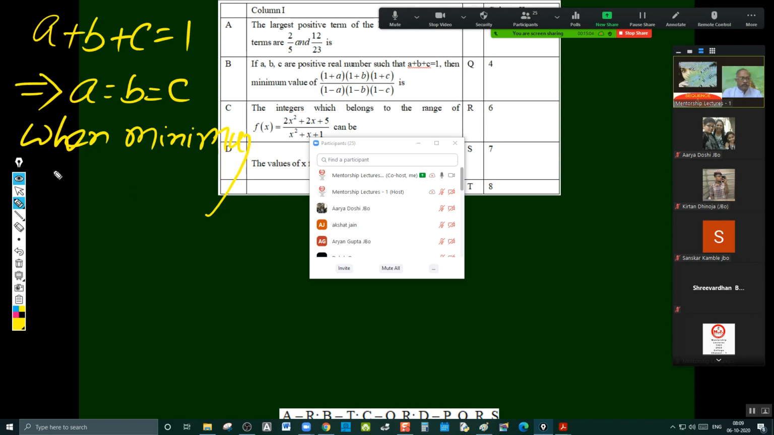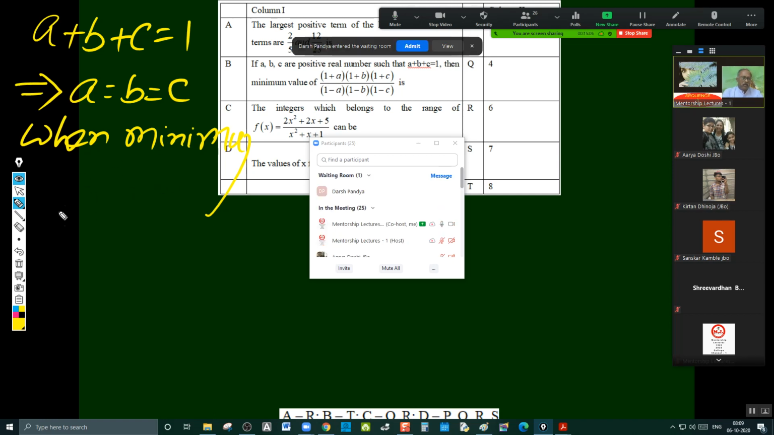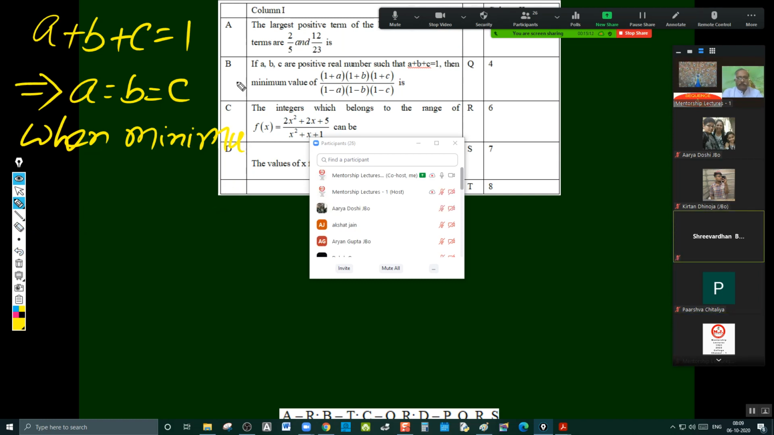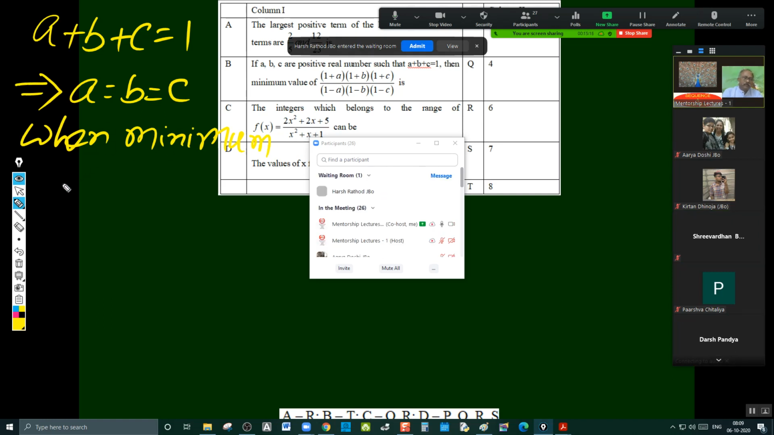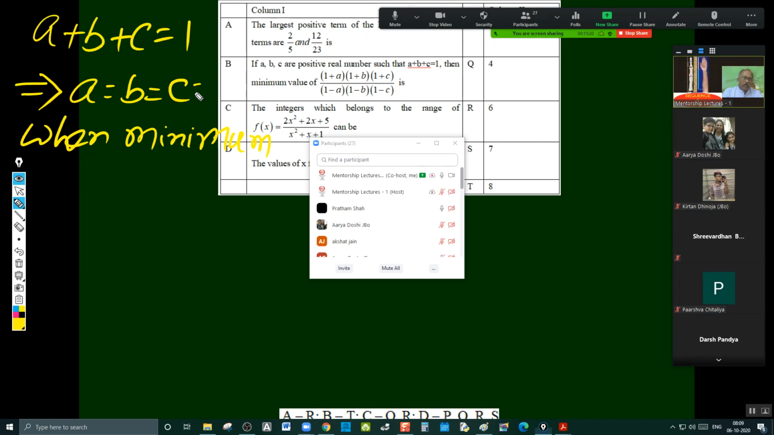Dhananjay is there? Parsh? Yes, sir. Srivardhan? Yes, sir. So what happens then? If they are equal, each one must be 1 by 3. Therefore what happens?